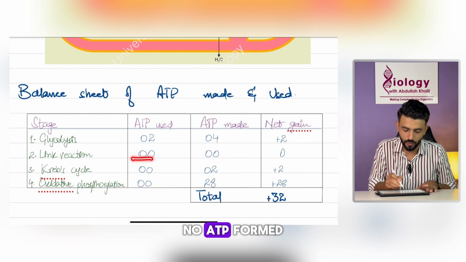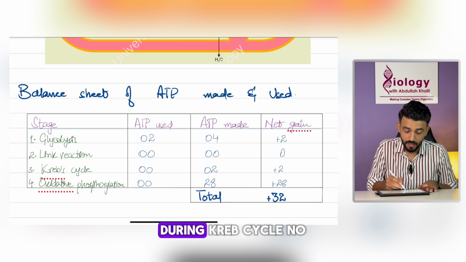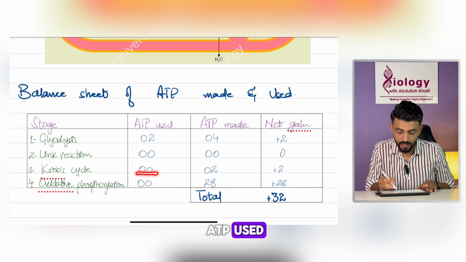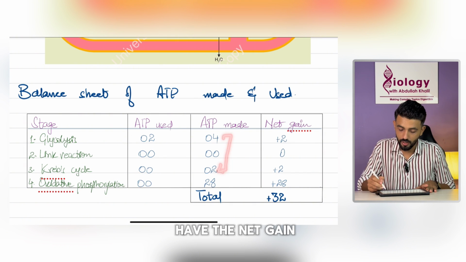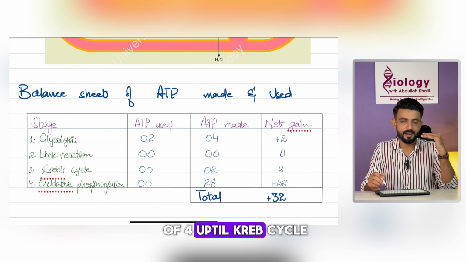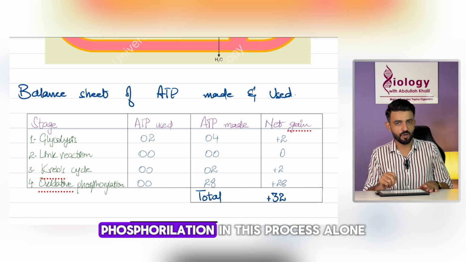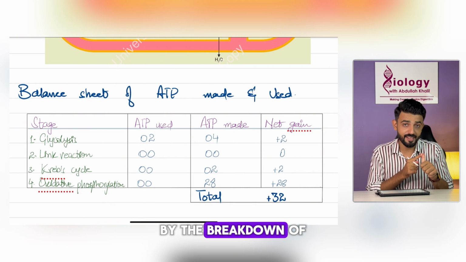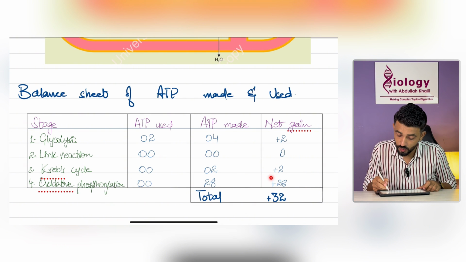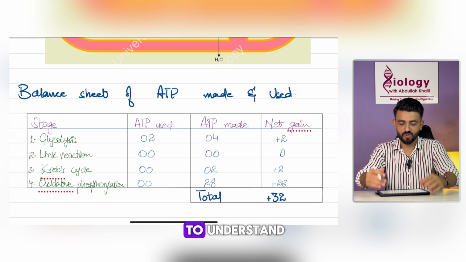During link reaction, no ATP formed, no ATP used, and the net gain is 0. During Krebs cycle, no ATP used, but 2 ATPs are made. So in total, we have the net gain of 4 up till Krebs cycle. The most productive of these is oxidative phosphorylation. In this process alone, by the breakdown of one glucose molecule, 28 ATPs are formed. So this is really important to understand.